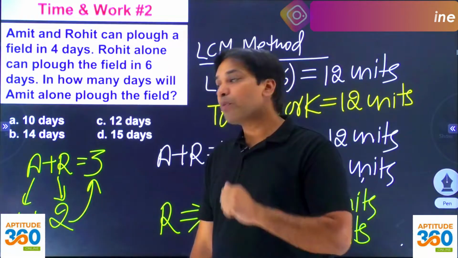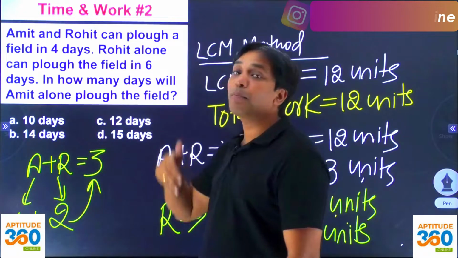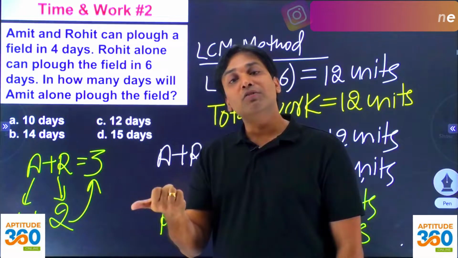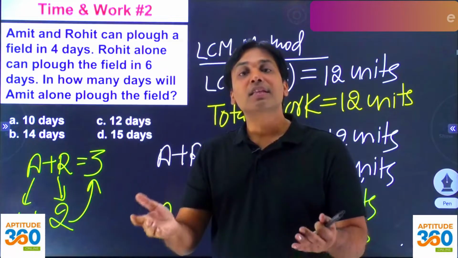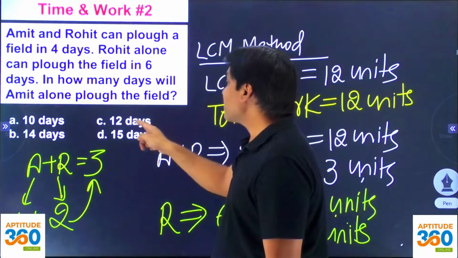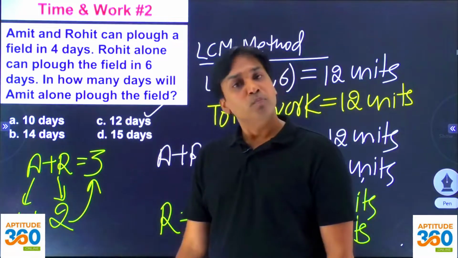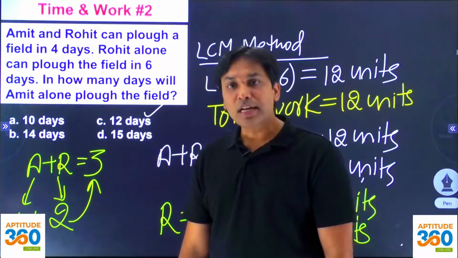Now आपसे प्रॉब्लम क्या पूछा जा रहा है? In how many days Amit alone can finish the work? Now 12 units of the work, Amit does 1 unit per day. कितने दिन में काम खत्म कर देगा? 12 days में काम खत्म कर देगा अमित अकेले। प्रॉब्लम सिंप्लीफाइड हो गया। Did you understand this thing?